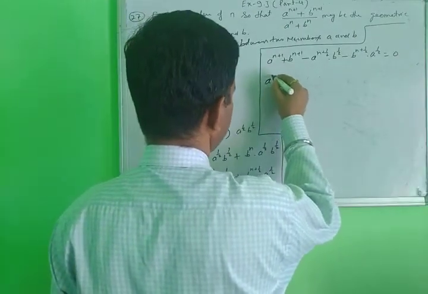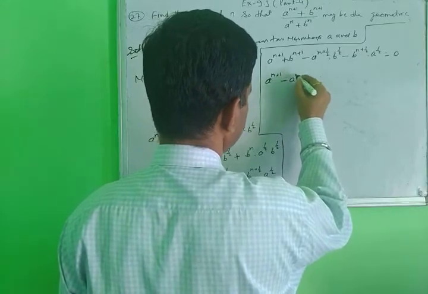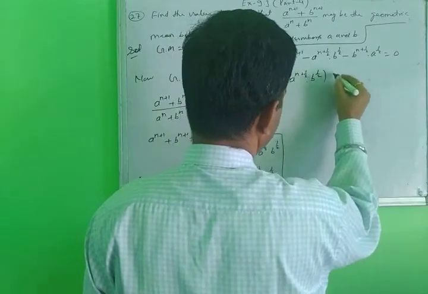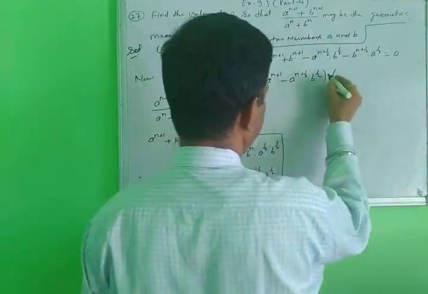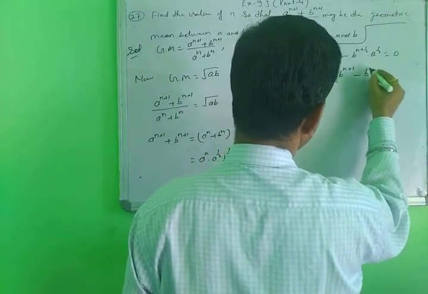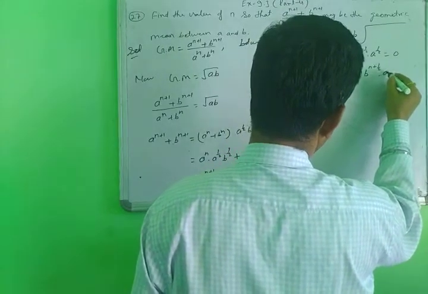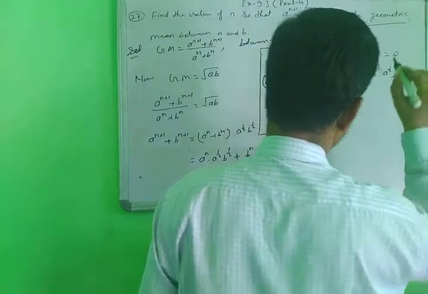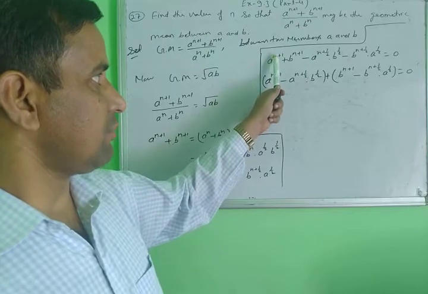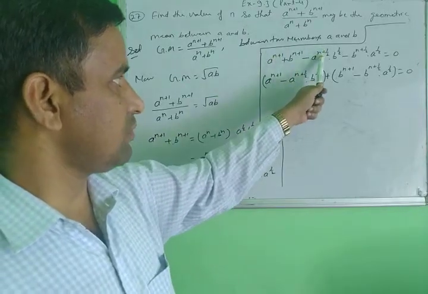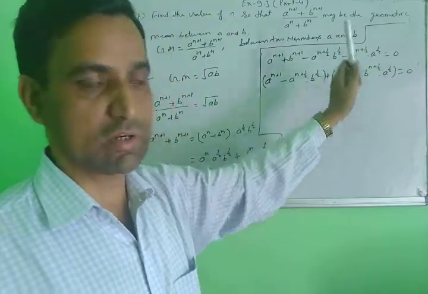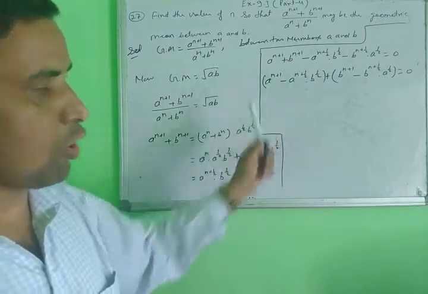Now a^(n+1) − a^(n+1)/2 · b^(1/2) makes the first group. The second group, make a plus sign: b^(n+1) − b^(n+1)/2 · a^(1/2) equal to 0. Very carefully, here a to the power n plus 1 is this way. This one makes the first group, and plus b here, you write plus, and this one makes the second group. After that you will take the common.